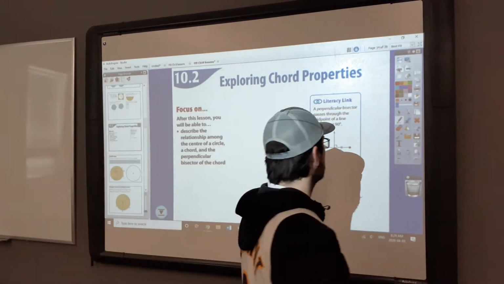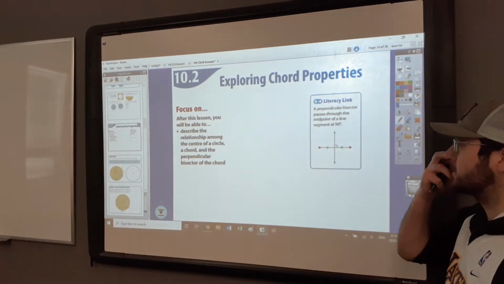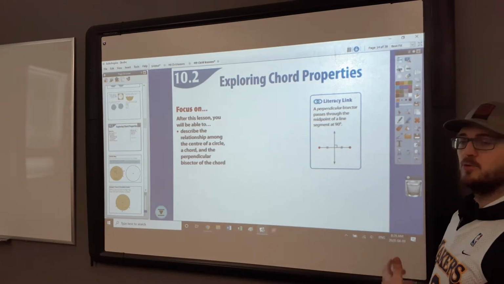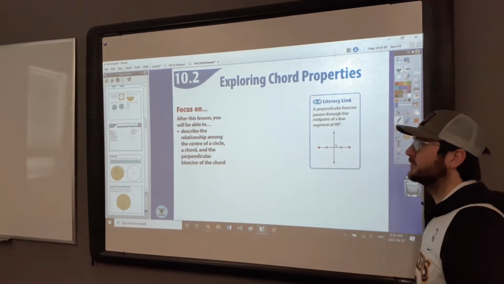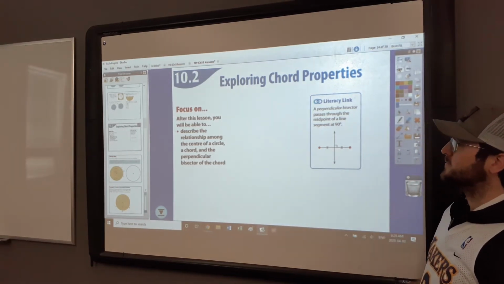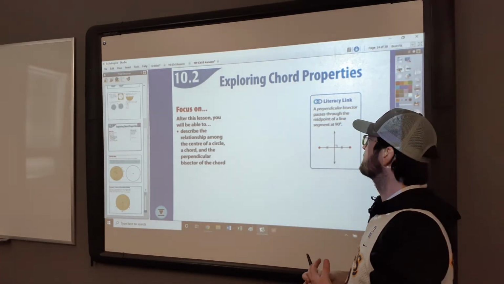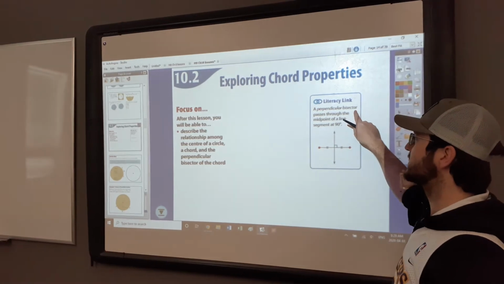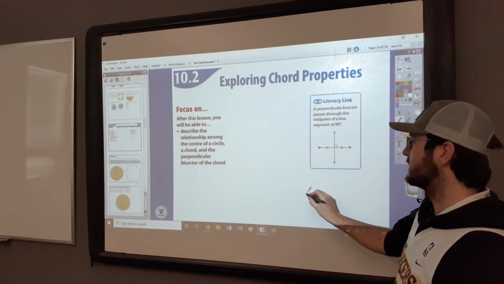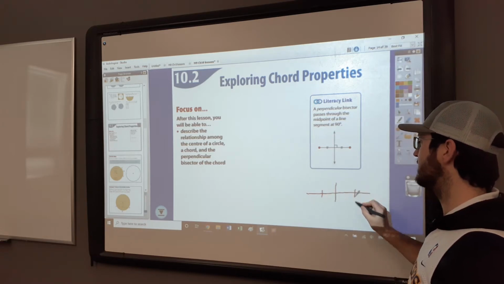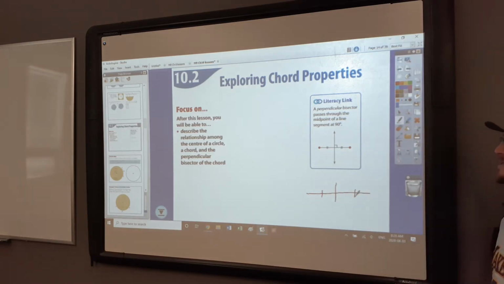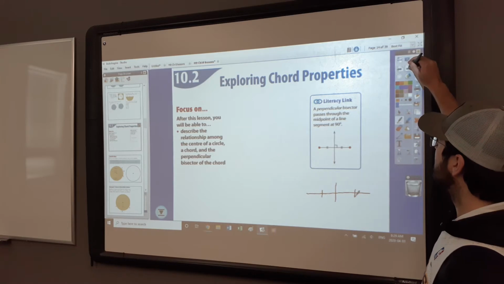Exploring chord properties. In this section, we're going to look at another rule for circles having to do with perpendicular bisectors. We'll look at that on the next page when we start looking at chords. But we do need to know what it means to bisect something. When you bisect a line, it means you're cutting it perfectly in half, so you're leaving both sides the exact same. That's going to be important in our next rule.